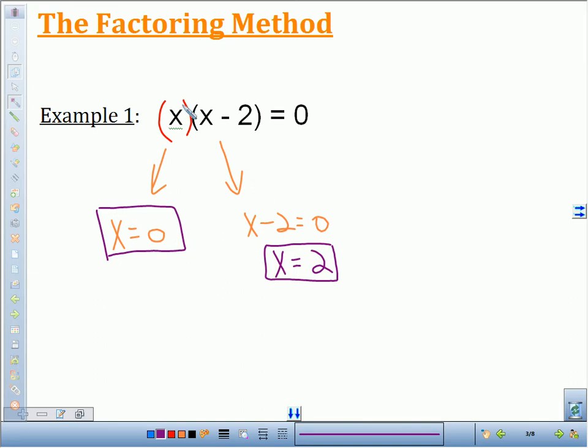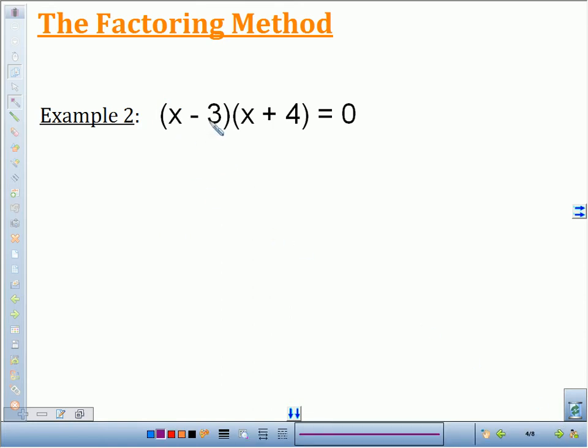So if we were to graph this quadratic equation like we did before, we would see a parabola, and we would see that the parabola crosses the x-axis where x equals 0 and where x equals 2. So this is a way to get that same solution, those same roots or zeros or x-intercepts, whatever you want to call them, without having to draw a graph.